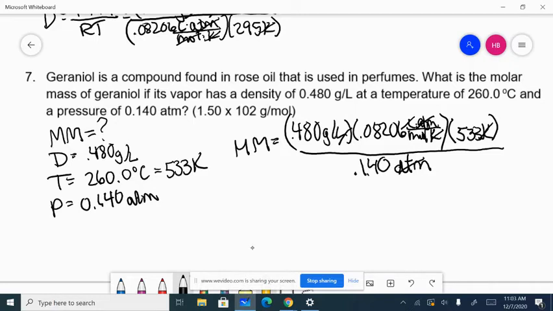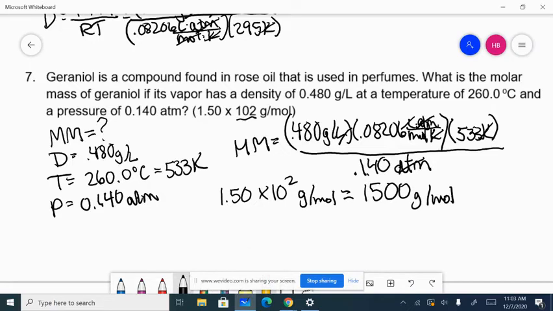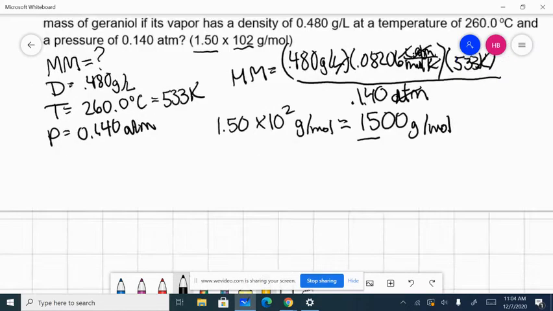This right here, if it looks like that, don't let that confuse you. That's 1.50 times 10 to the 2 grams per mole, which is, I'm going to move it over, 150 grams per mole. And it's written like this because this has 2 significant figures, but our answer needs to have 3. So we have to answer in scientific notation in order to have the correct number of significant figures.